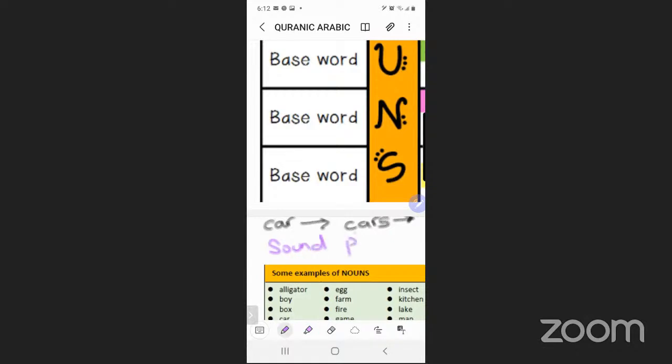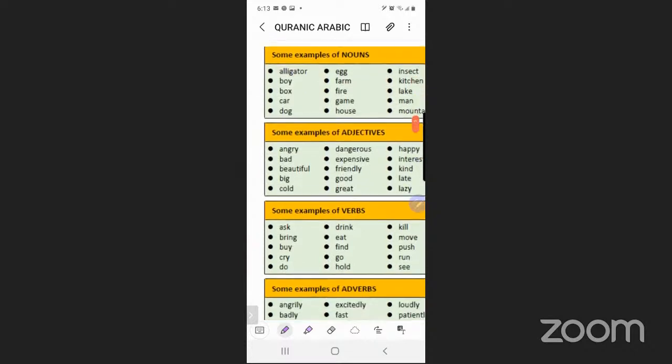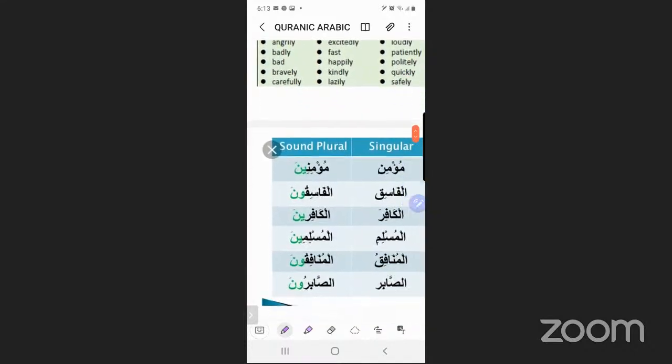S-O-U-N-D. Sound plural. So this became plurals by the main word remaining the same, only s has been added. That's a sound plural. And if it was a broken plural, then the word would break and make into a new one. Some examples of nouns and adjectives and verbs and adverbs, to get an idea.